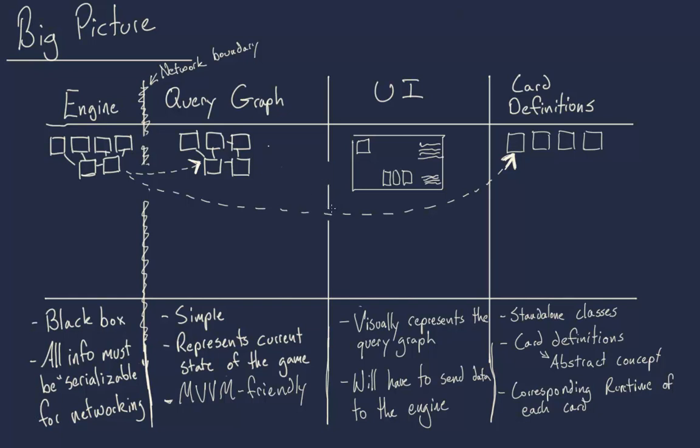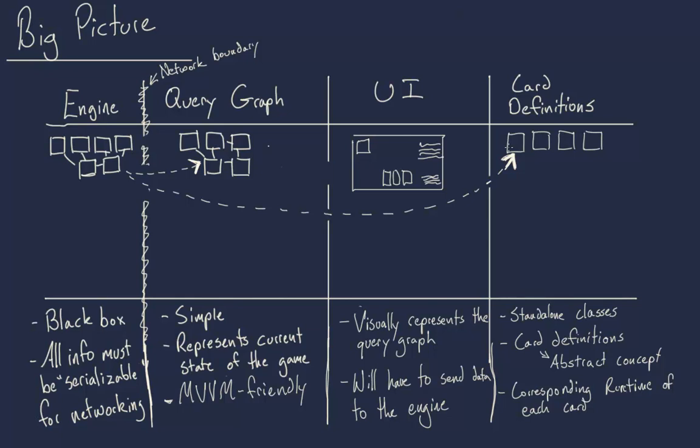Yes. We've transmitted some events from the engine to the query graph as well as to the card definitions. Now, just to clarify, and you might have already said this, maybe the pause kind of blanked my memory. Can you give me an idea of what types of events are going to be sent from the engine to the card definitions?